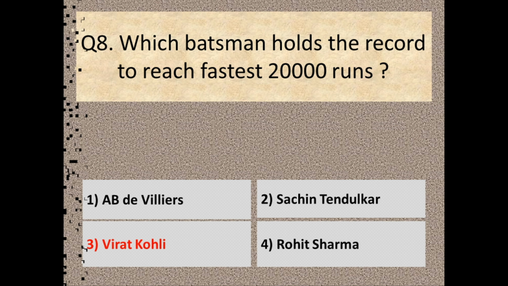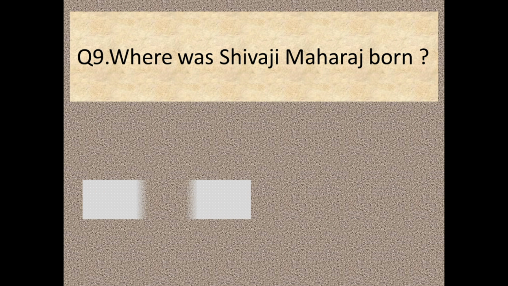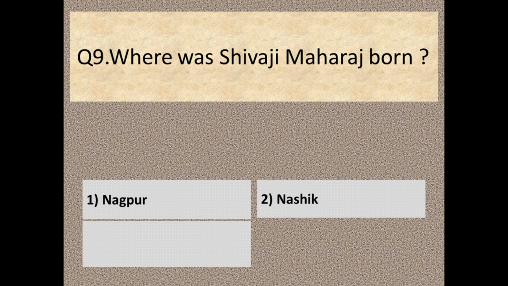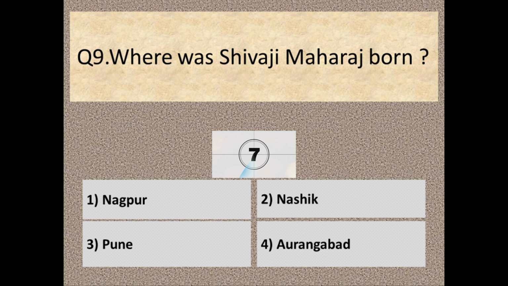Next. Question 9. Where was Shivaji Maharaj born? And the options are: Option 1, Nagpur. Option 2, Nashik. Option 3, Pune. Or, Option 4, Aurangabad. And the answer is, Option 3, Pune.